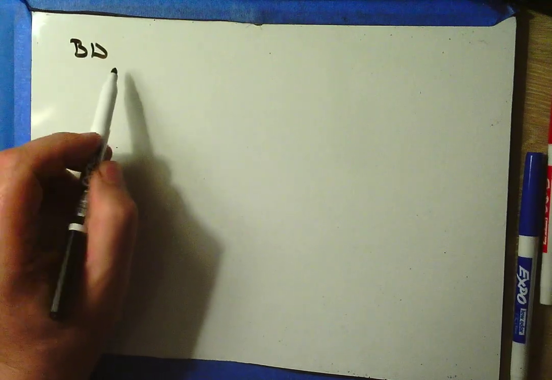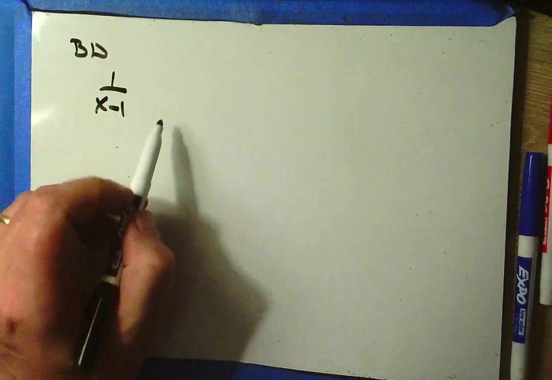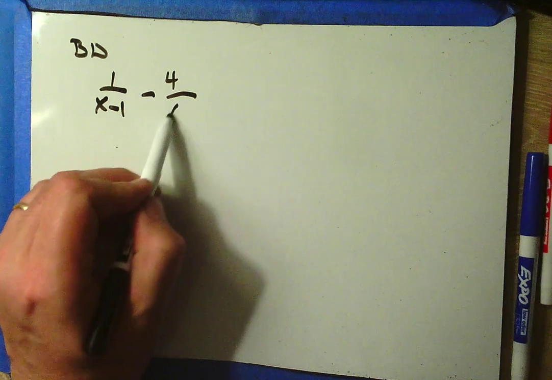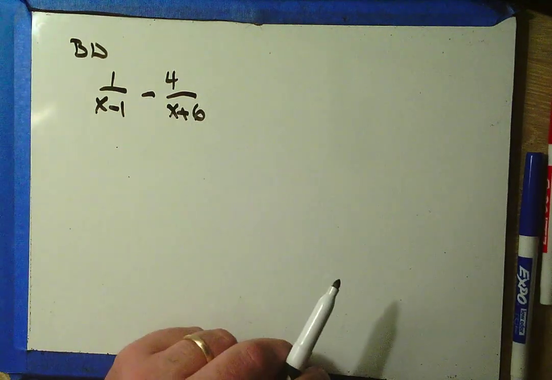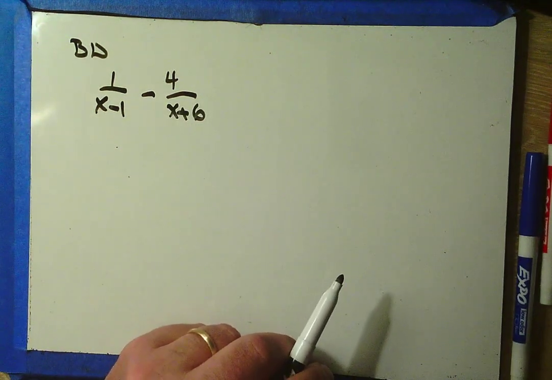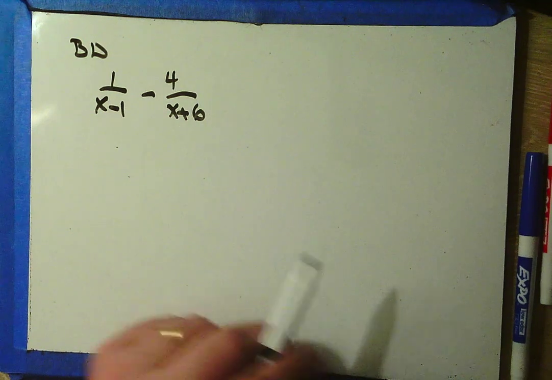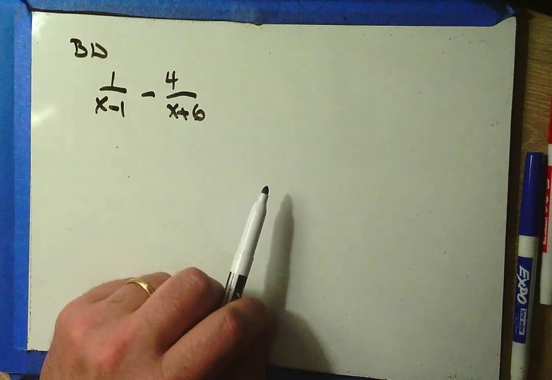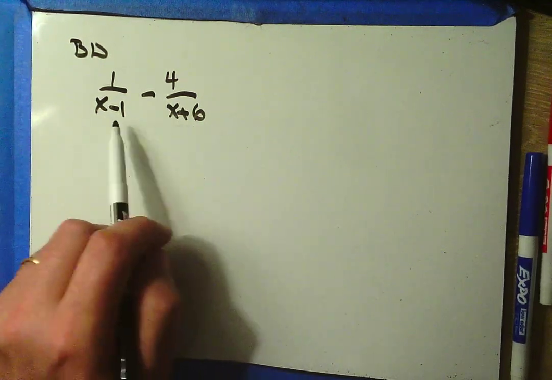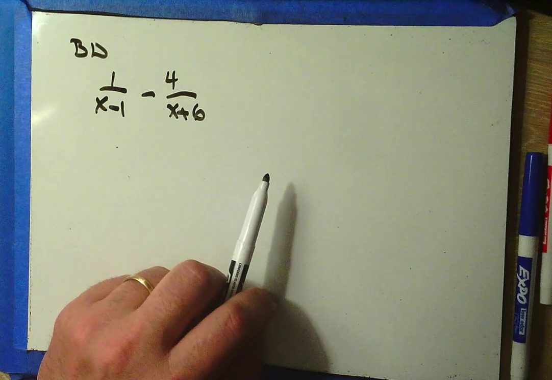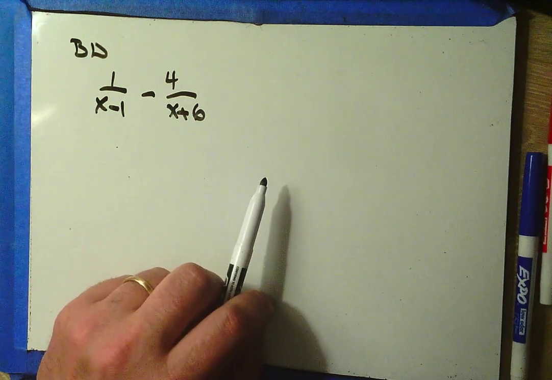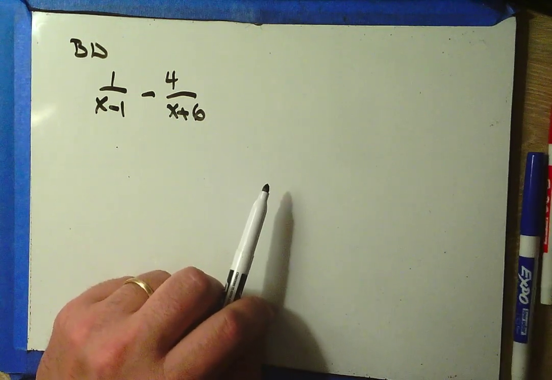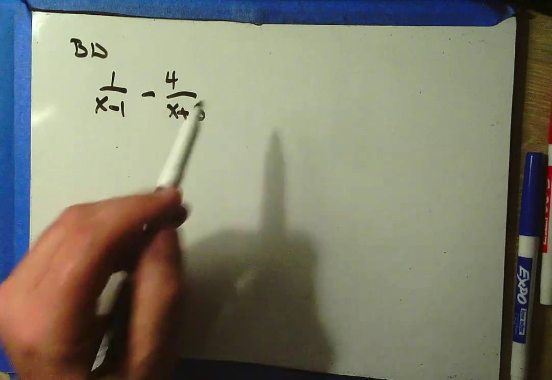Hi everyone. So today we're starting with this bell work problem, which is 1 over x minus 1 minus 4 over x plus 6. Now, remember back in our functions unit, we talked about adding or subtracting fractions together, especially rational expressions like this, where we've got some algebra stuff here in the denominators. And we said that we would need to make a common denominator.